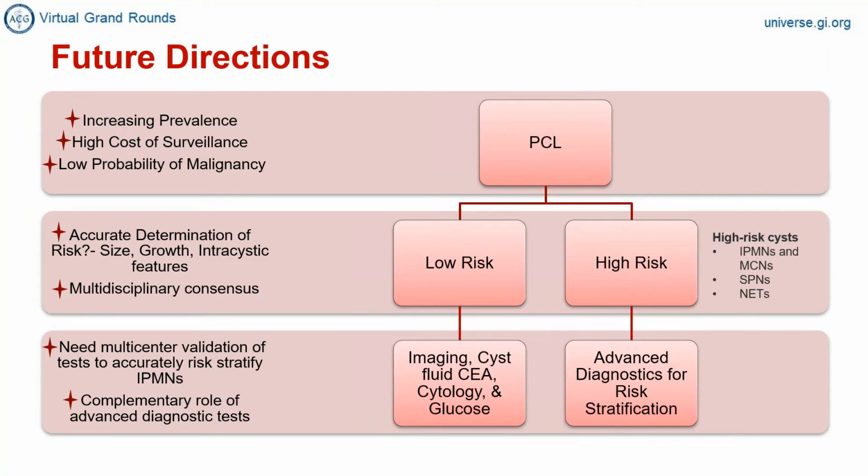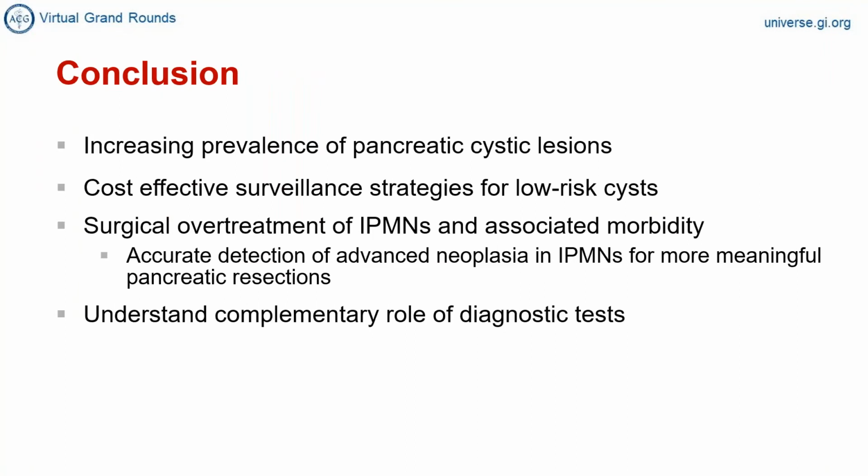So all these, again, need multi-center data, and these need standardization. Moreover, we still need to understand how all these novel diagnostics work together to improve diagnostic accuracy. So in conclusion, a key issue we have is that there is increasing prevalence of pancreatic cystic lesions. And at the moment, we do need cost-effective surveillance strategies for effective surveillance of low-risk lesions. And there is surgical over-treatment of IPMNs, and that comes with all the associated morbidity with pancreatic surgery.